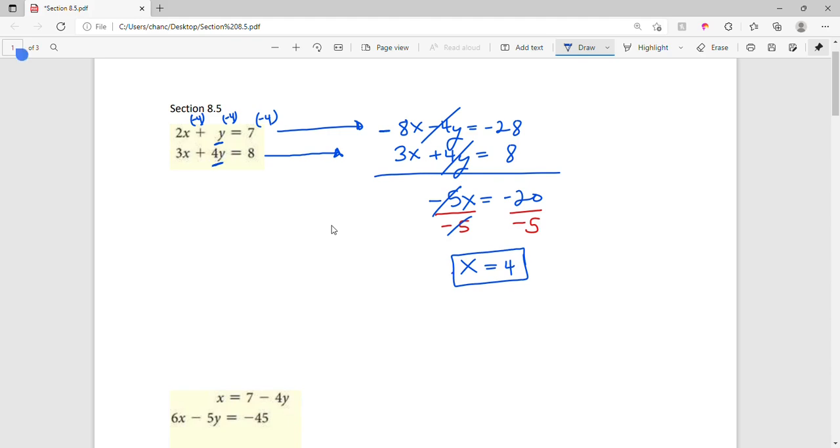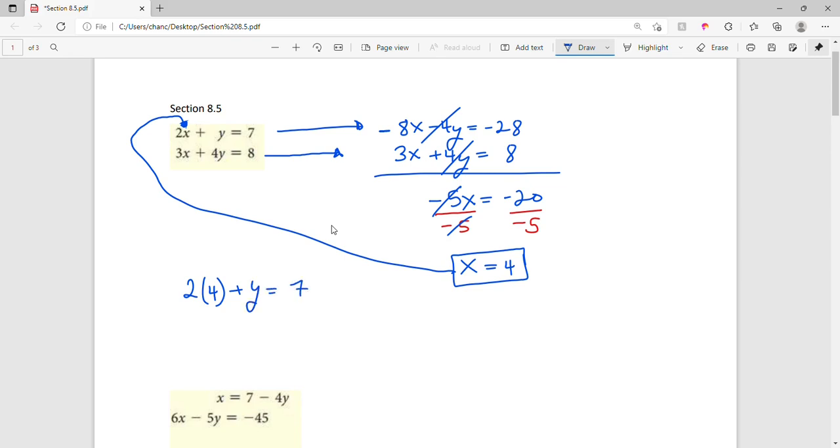I could choose to solve for y in any equation that I want. If I look carefully, I can use either the first equation or the second equation. I'm going to choose the first equation because that looks easier for me. So we have 2 times 4 plus y equals 7. 2 times 4 is 8, so we have 8 plus y equals 7. I could subtract 8 from both sides. This leaves us with y equals -1. That means my ordered pair is (4, -1).